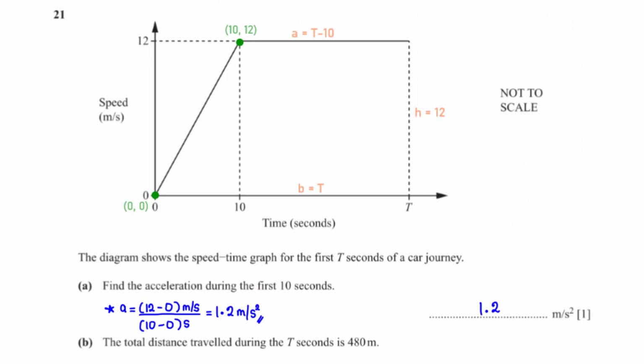The diagram shows the speed time graph for the first t seconds of a car journey. Find the acceleration during the first 10 seconds. To get the acceleration, we simply find the slope of the graph during the first 10 seconds. This gives us 12 minus 0 meters per second divided by 10 minus 0 seconds, which is equal to 1.2 meters per second squared.